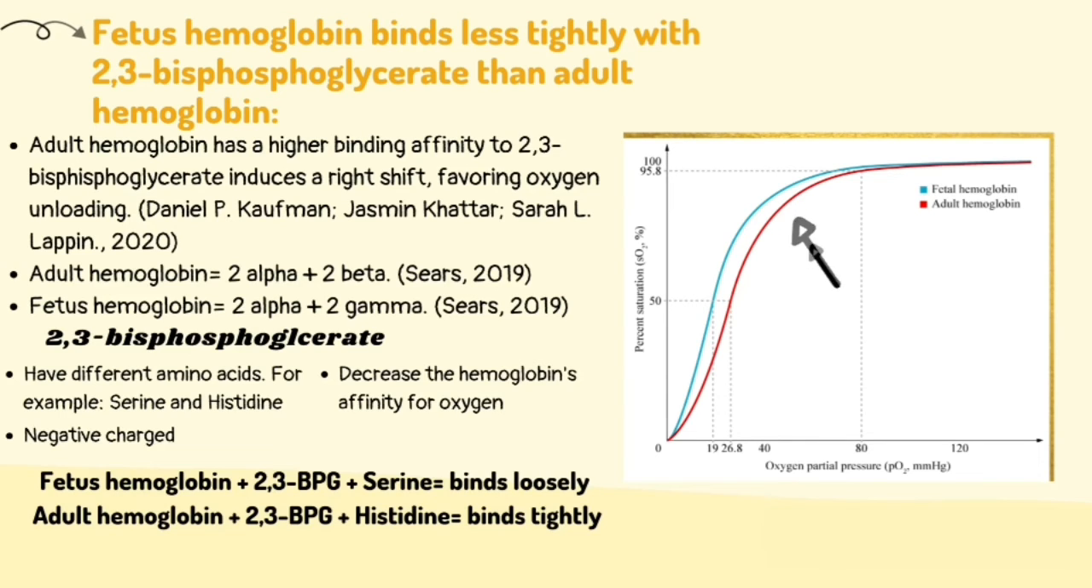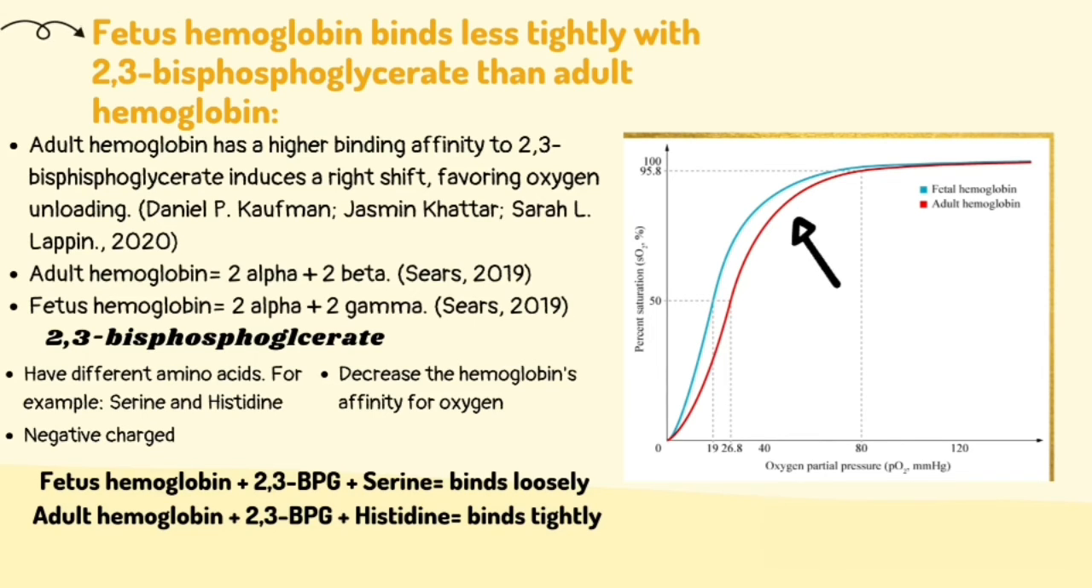Next, what is 2,3-bisphosphoglycerate? 2,3-bisphosphoglycerate that binds to hemoglobin is negatively charged. It can decrease hemoglobin's affinity for oxygen. Hemoglobin has different amino acids, for example, serine and histidine. Both of them have different R groups, and R groups determine the amino acid function.